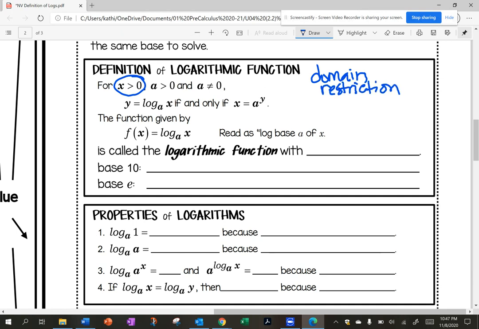Up until now, we've just talked about restrictions with fractions and radicals with an even index. So now I'm going to add another domain restriction: if I'm talking about logarithms, then x, whatever I'm taking the log of, has to be greater than 0. So f of x equals log base a of x is called a logarithmic function with base a.